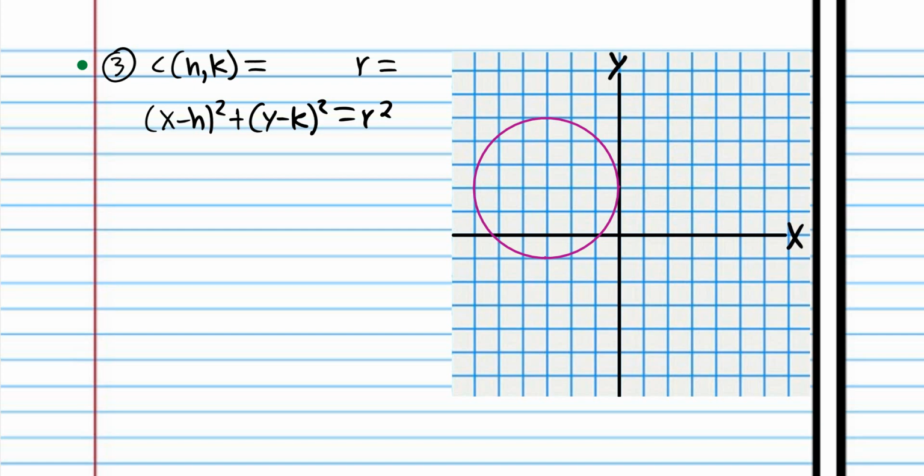So find the center, write it here, find the radius, write it here, and then I want you to fill in the numbers there to find your equation. We're looking for the equation of that circle. When you come back, we'll do it together.